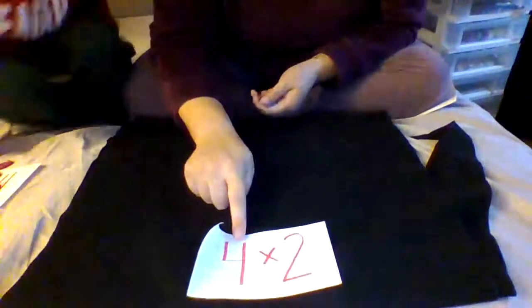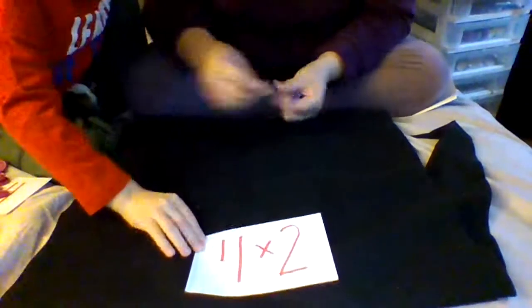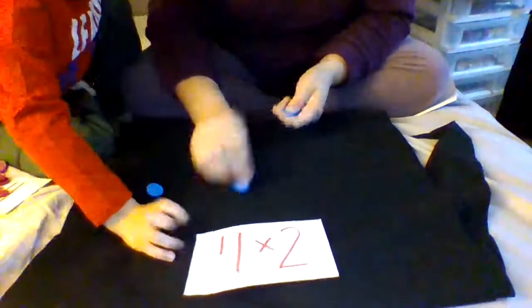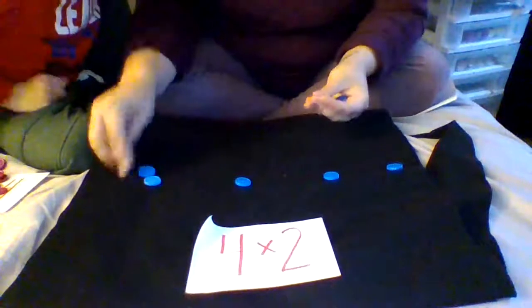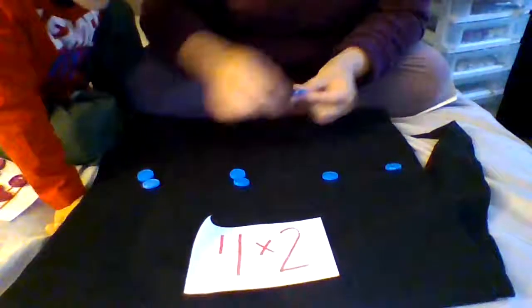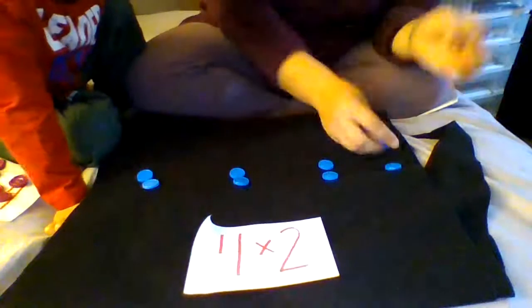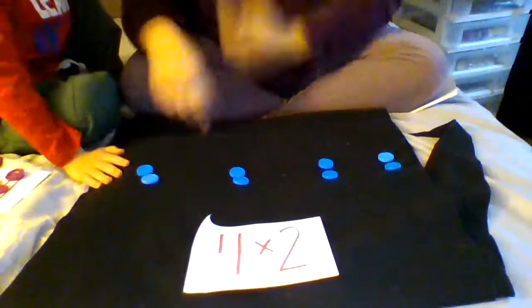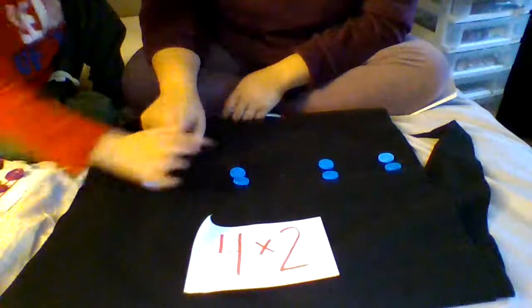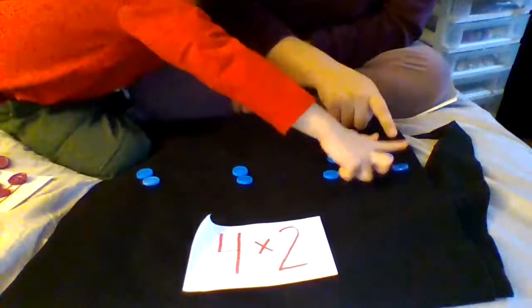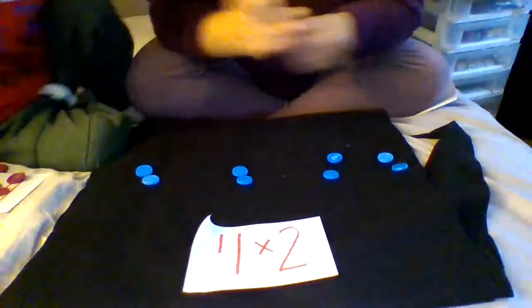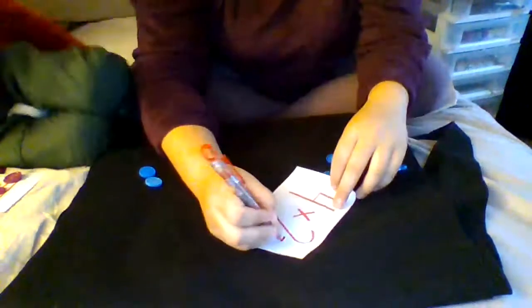Let's do another one. Here I have 4 times 2. So I'm going to have 4 groups. Each group has 2. Okay, so 1 group, 2 groups, 3 groups, 4 groups. Now I need to put 2 in each. 1, 2, 1, 2, 1, 2, 1, 2. Now we'll add them all together. 1, 2, 3, 4, 5, 6, 7, 8. So 4 times 2 equals 8.